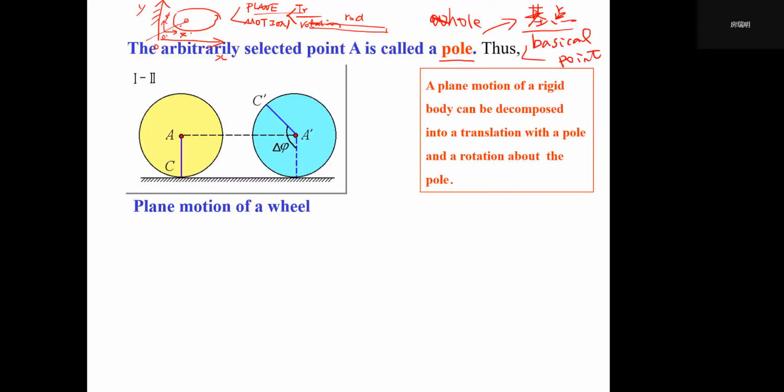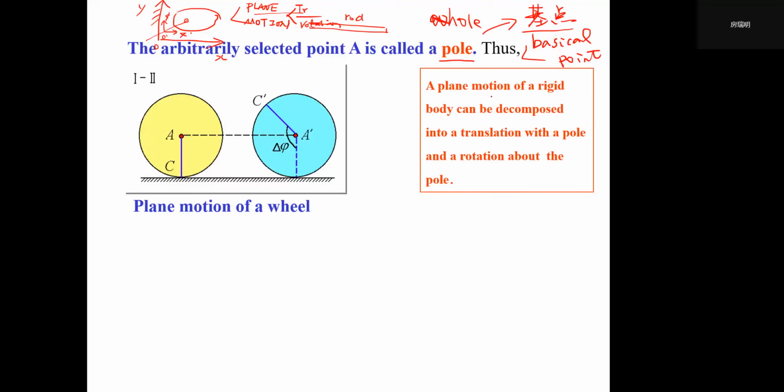That means our rod will not put some obstacle to its rotation part, right? So let's see. Let's say we also use this wheel to talk about description of plane motion. Plane motion of a wheel. You guys look at this picture.